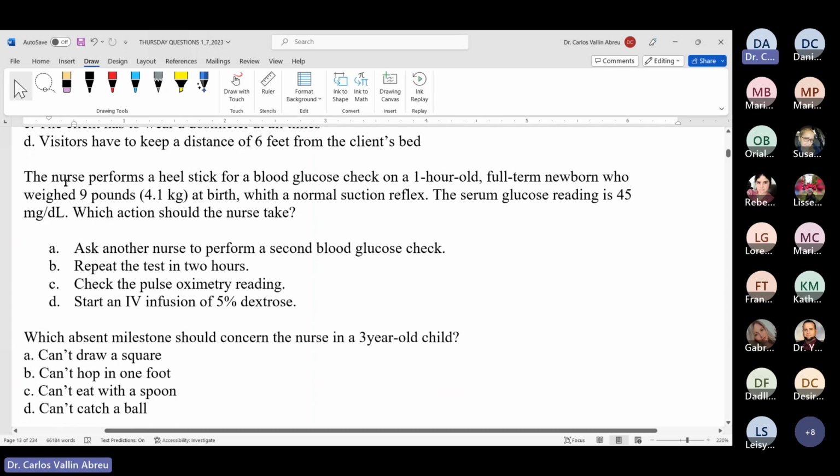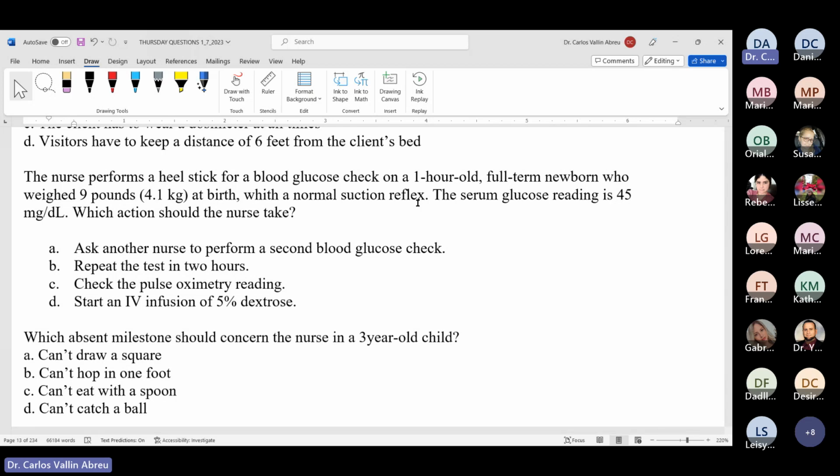Okay. The nurse performs a heel stick for a blood glucose check on a 1 hour old full-term newborn who weighed 9 pounds at birth with a normal suction reflex. The serum glucose reading is 45 milligrams per deciliter. What action should the nurse take?